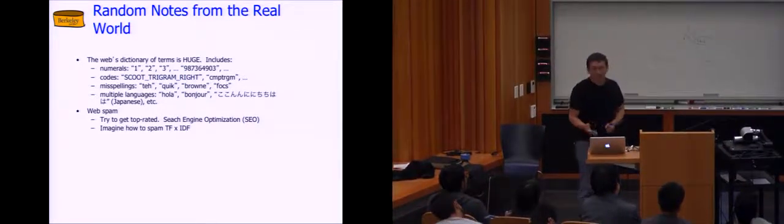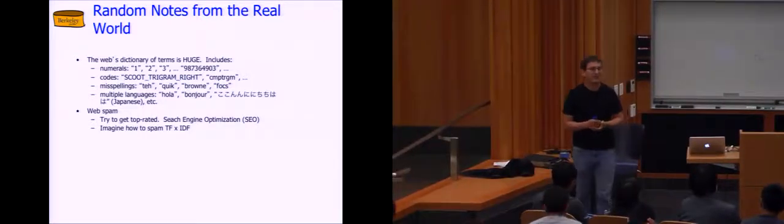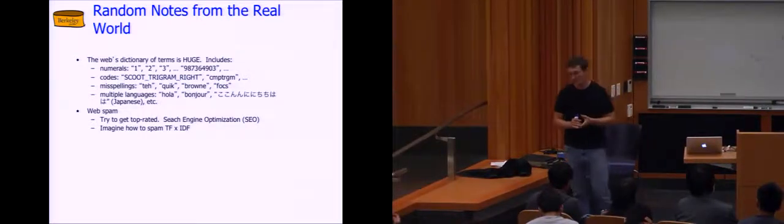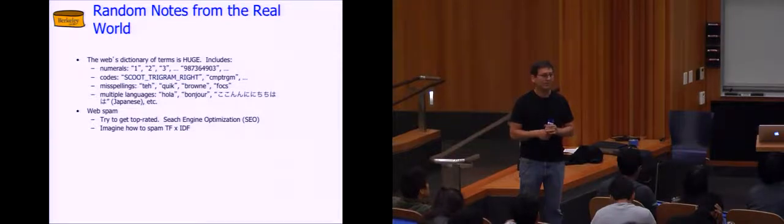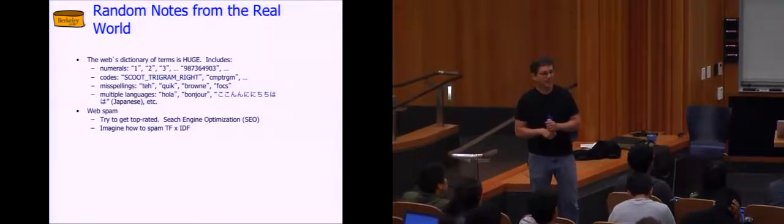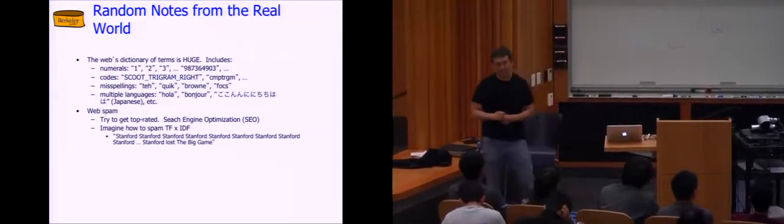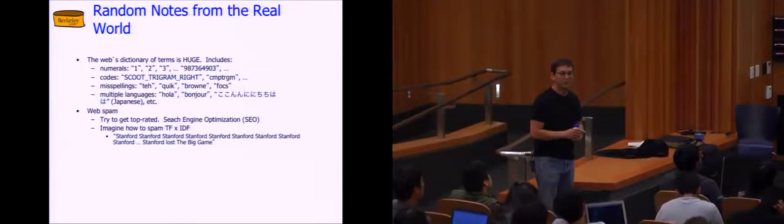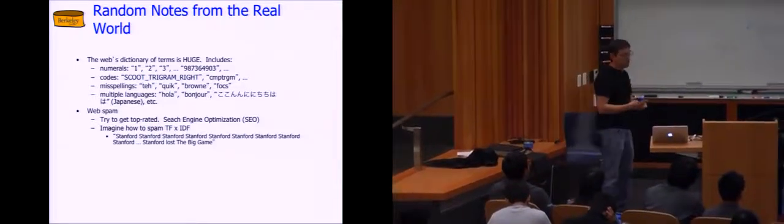Well, it depends on the ranking function. So think about how you would spam TF-IDF. Suppose that you wanted to make Stanford look really bad on the internet. How would you spam the word Stanford? Well, it's pretty easy, actually. Right? Get a document with really high term frequency for the term Stanford, and then have it say what you want.